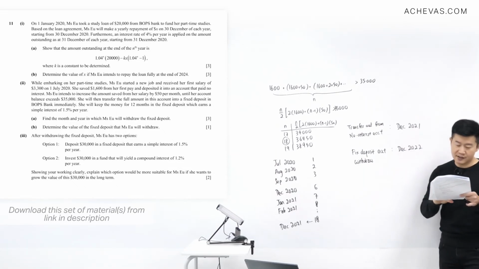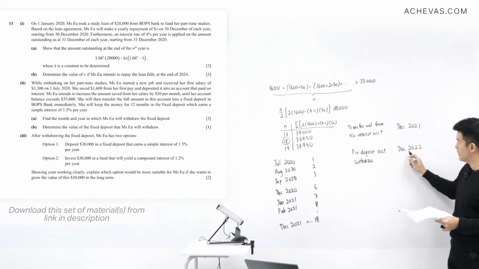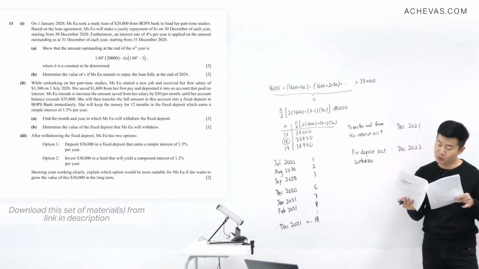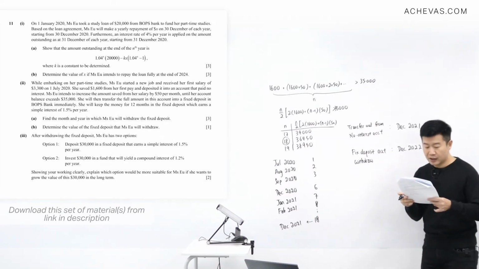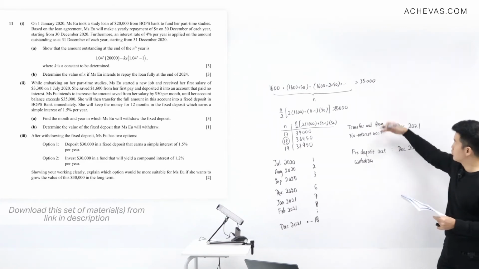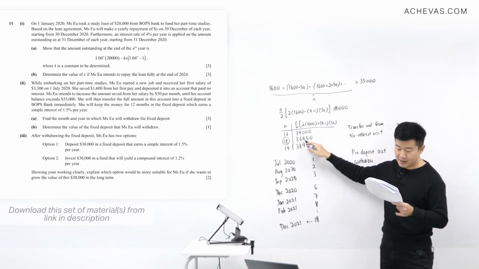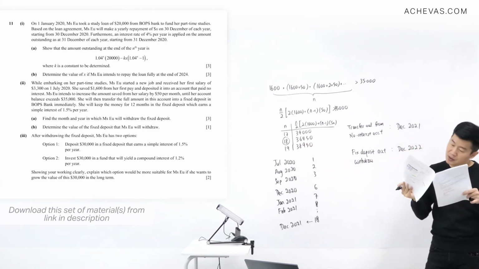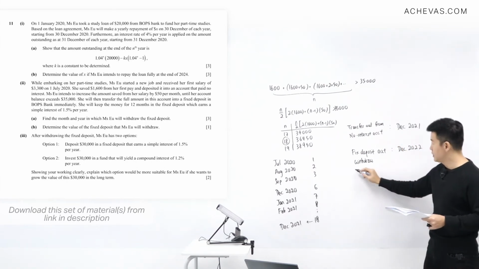So this actually answers for us part A. Find the month and year in which Mrs. Yu will be withdrawing from the fixed deposit account, that is in December 2022. And we are supposed to determine the value of the fixed deposit account that Ms. Yu will be withdrawing during this year. So the amount of money that she's going to be transferring is this amount from the first account. And this amount here is going to be subjected to an interest that is going to be paid by the bank, 1.5% interest.